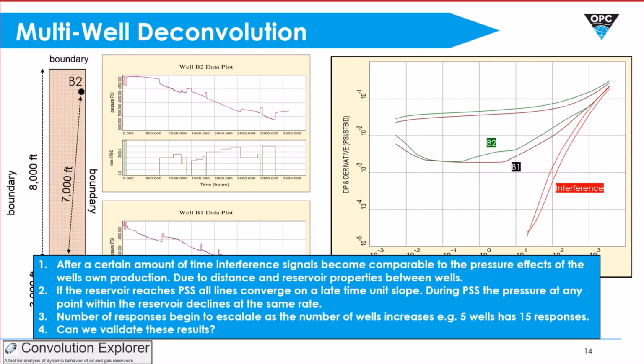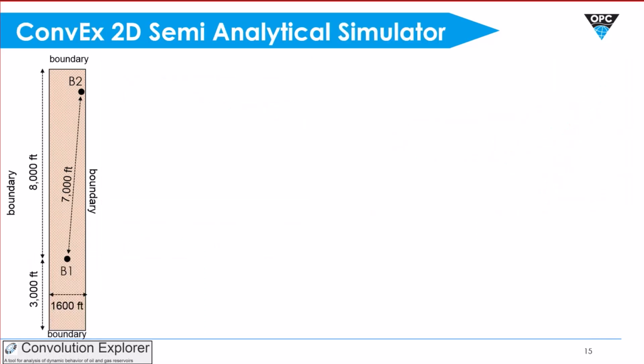Well, the next question is, yes, you have managed to replicate this 3,600 hours using these 3 responses. Although, yes, you've also constrained the early radial time parts using the build-ups in superposition time. Are there any other ways to validate our results here? The answer is yes, and this is why the ConvEx simulator was developed.